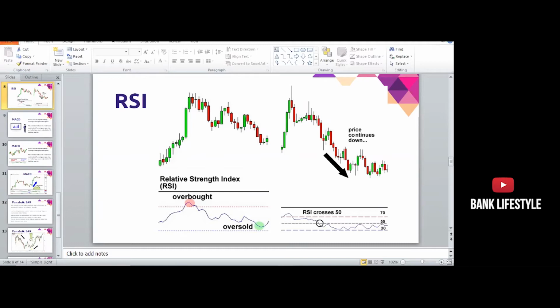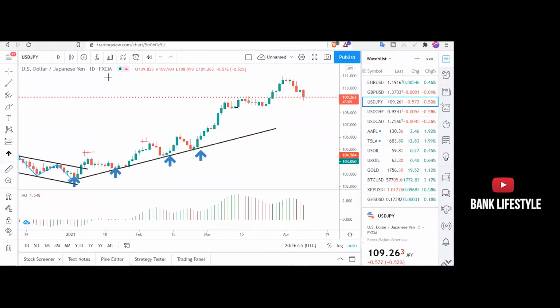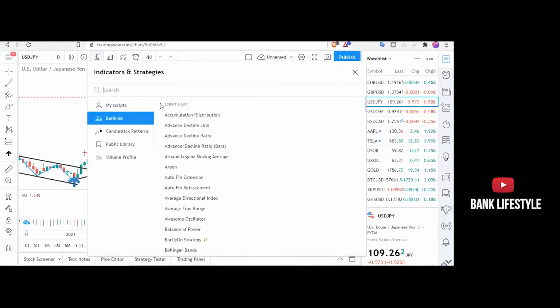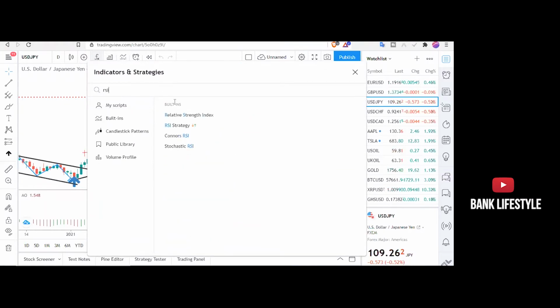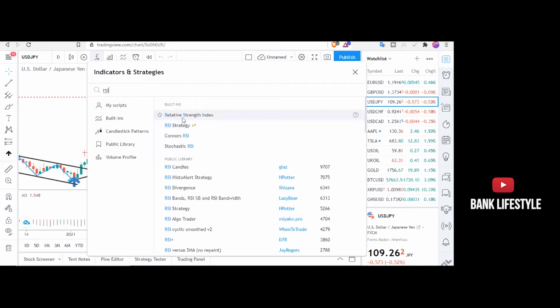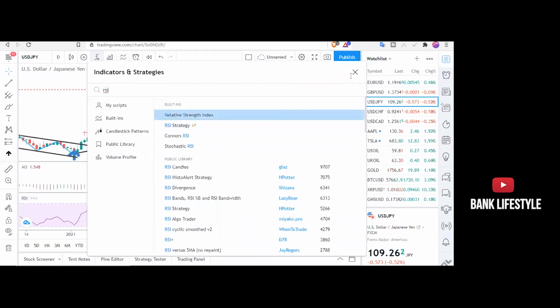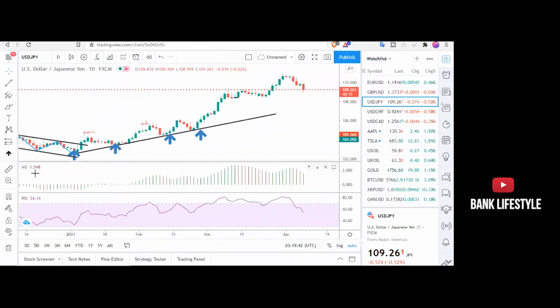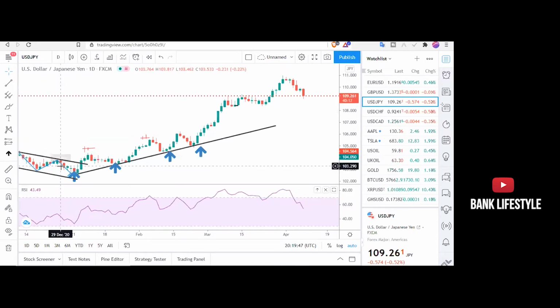Traders use. So let's go into the chart and search for RSI. There you go. So relative strength index. You just click on it. Okay, I think I have, let me delete this indicator. This is the alpha oscillator I use mostly. Let me delete this one and use the RSI. So this is the RSI you are seeing down here.